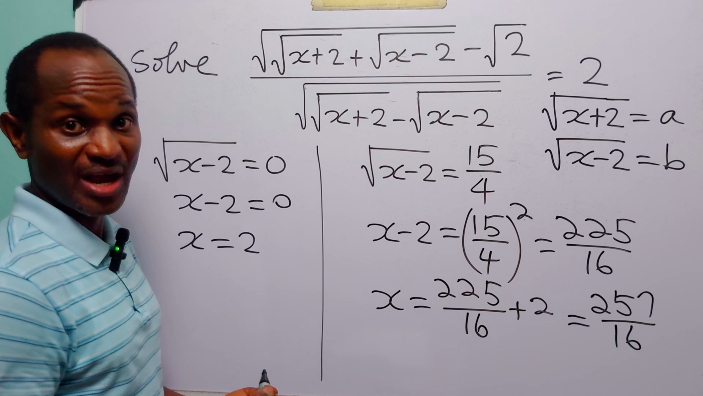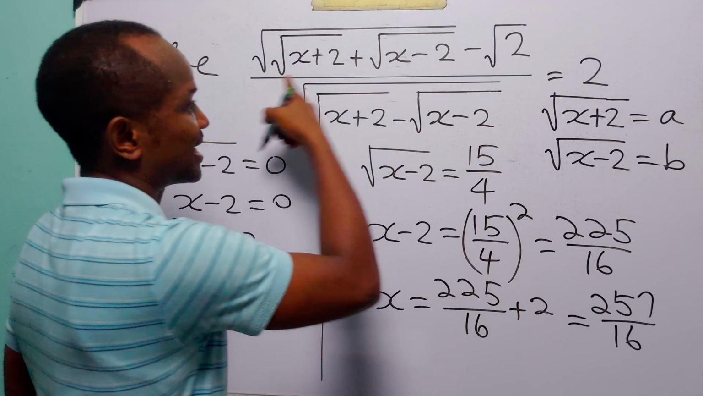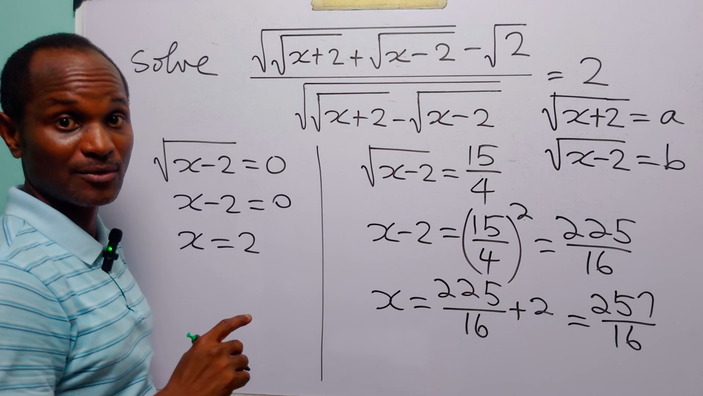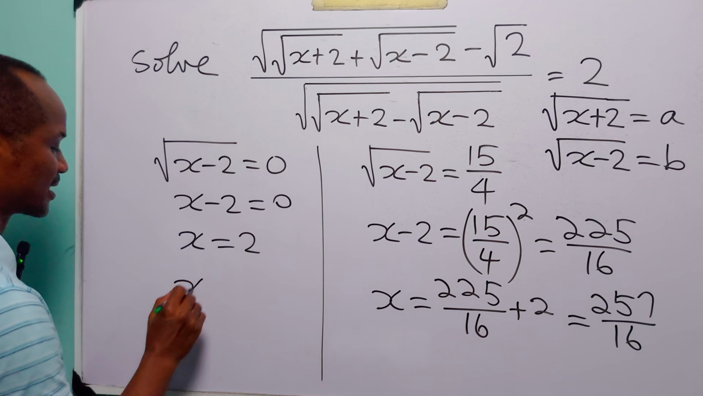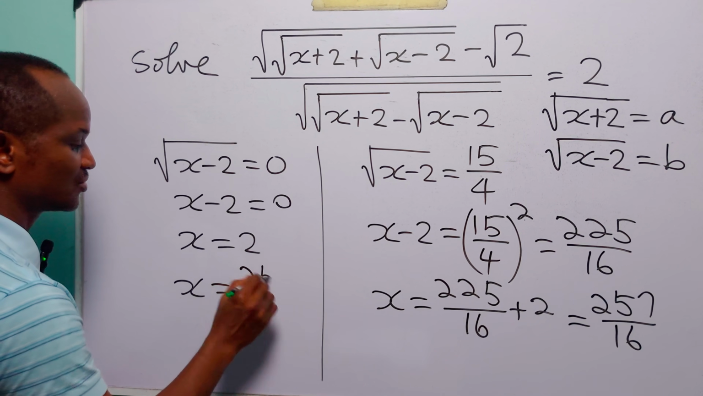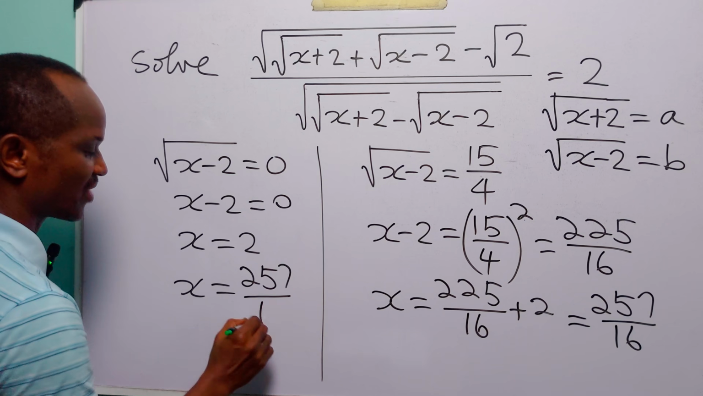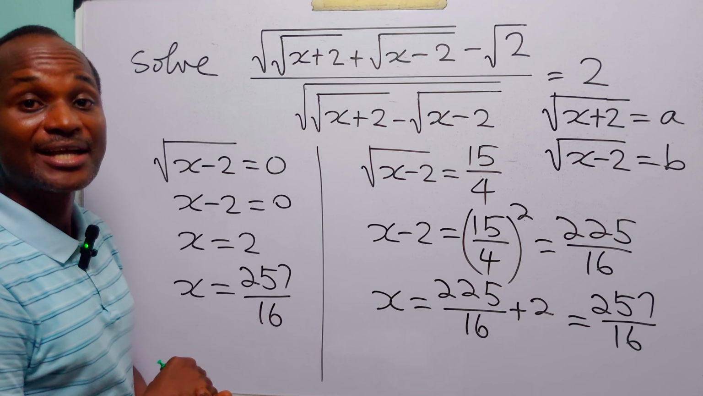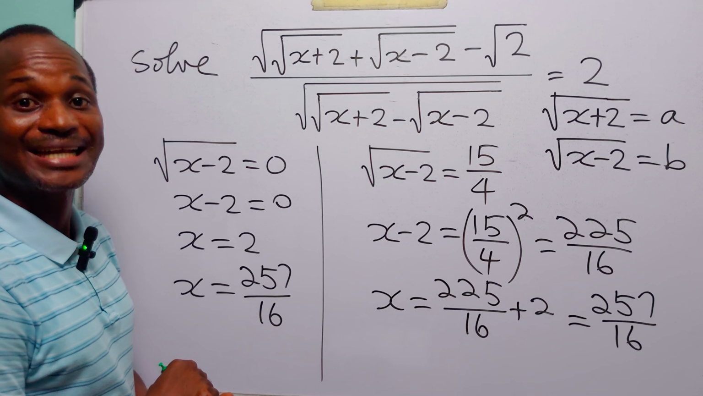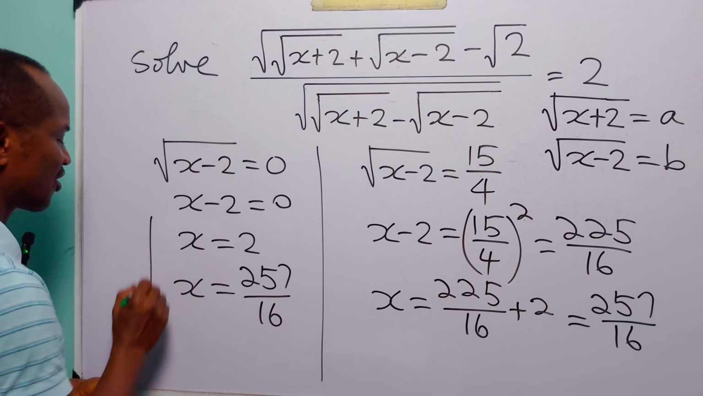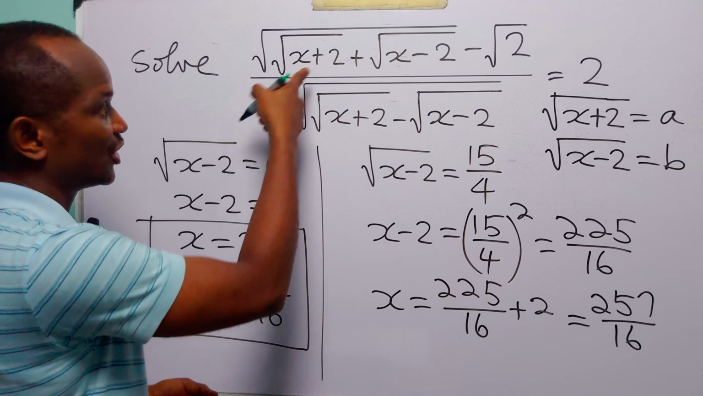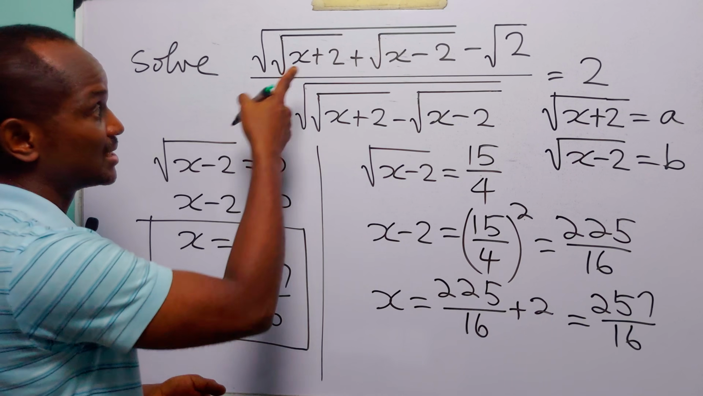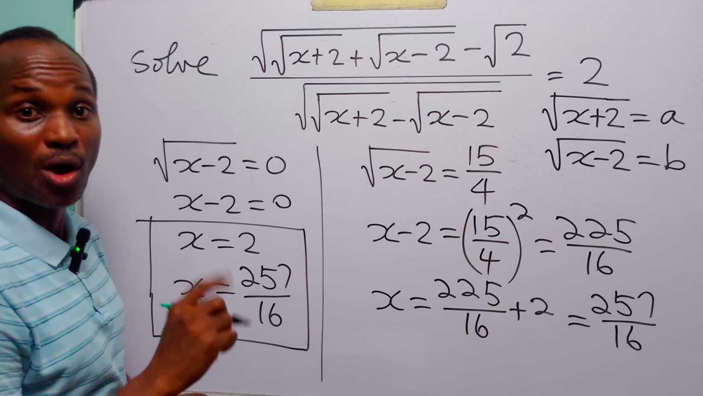So we now have two values of x that apparently satisfy this original equation. We have x equal to 2 and we have x equal to 257 over 16. I'd like you to check and tell me in the comment section which of these two values of x satisfy the original equation. This equation has only one root.